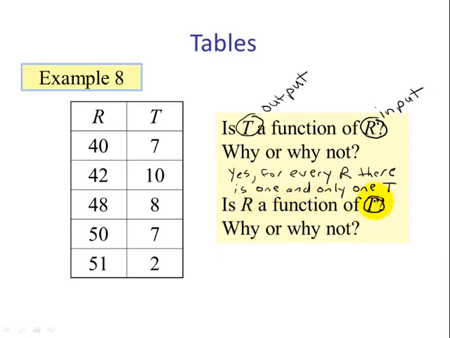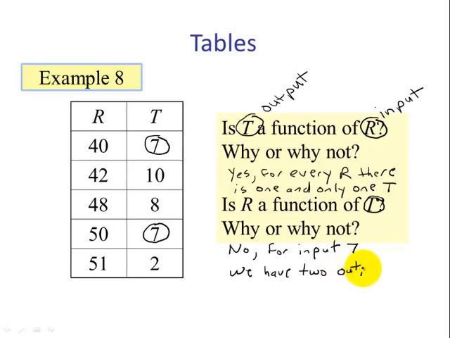t now is the input and r is the output. So we have a problem. We have a 7 going to a 40, but then we have a 7 going to a 50. So this is not a function, and the reason why is for the input 7 we have two outputs, and those outputs are 40 and 50.